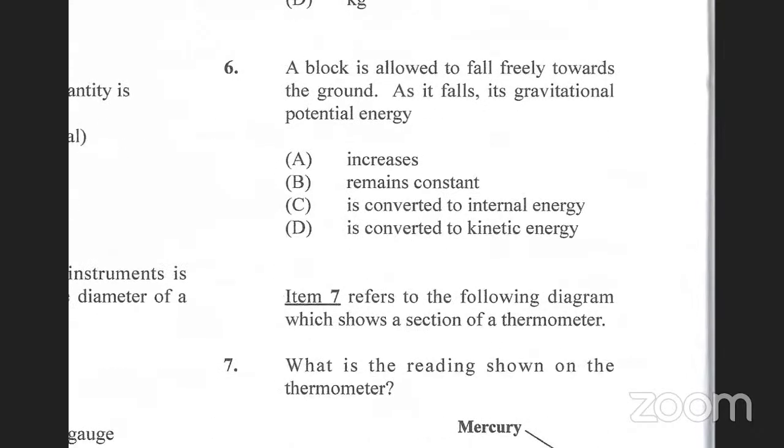Right, a block is allowed to fall freely towards the ground. As it falls, its gravitational potential energy. As it falls, kinetic will increase, potential will drop, right? So, which one here is the best answer? The gravitational potential decreases, not constant, not increase, it is converted to kinetic. Right.